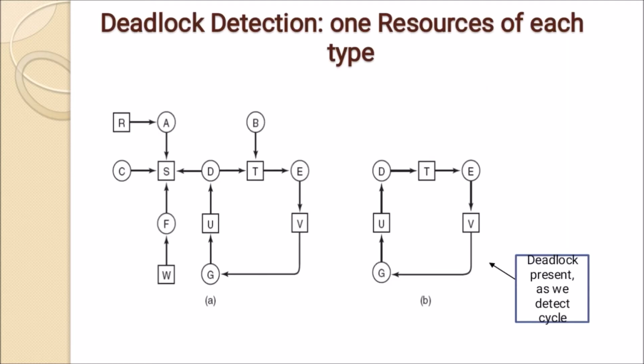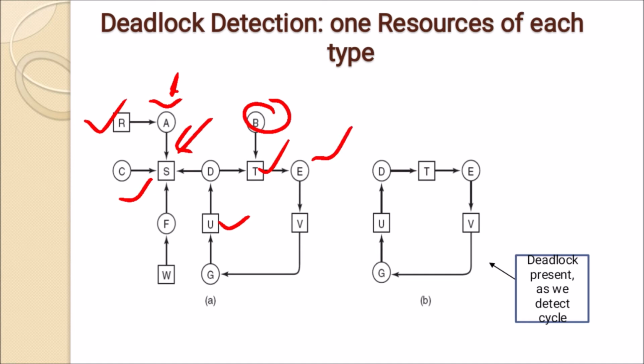So this is the graph of the situation. This is process A, which holds R and requests S. The second process is B. B holds nothing but requests T. Now C holds nothing but requests S. Process D holds U and requests S and T. Next process E holds T, so this is the arrow, and it requests V. The next process F holds W and requests S. Then process G holds V but requests U. Okay, so there are processes A to G.